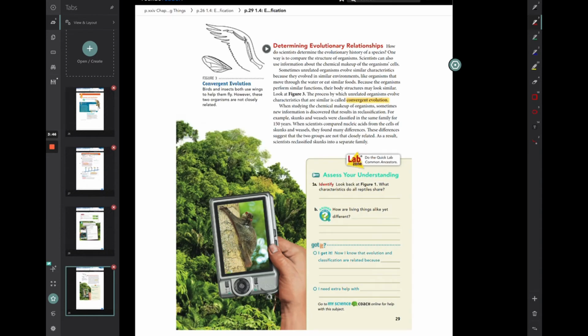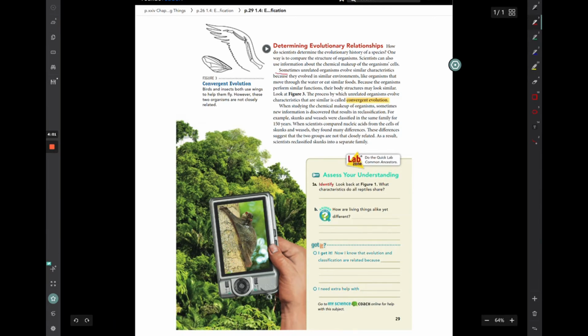Sometimes organisms may evolve or have similar characteristics, but it's not because they are necessarily related evolutionarily, but because they evolved in a similar environment. So sometimes unrelated organisms evolve similar characteristics because they evolved in similar environments, for example, moving through water or flying in the air, or because they eat similar foods, but not because they were necessarily related. And the process by which unrelated organisms evolve characteristics that are similar is called convergent evolution.